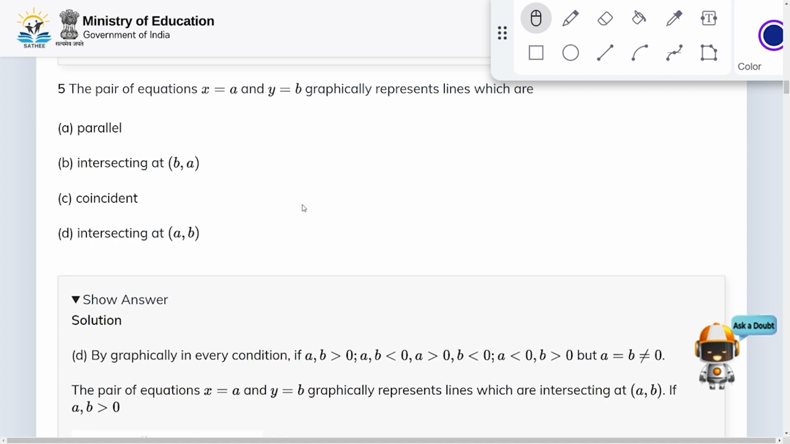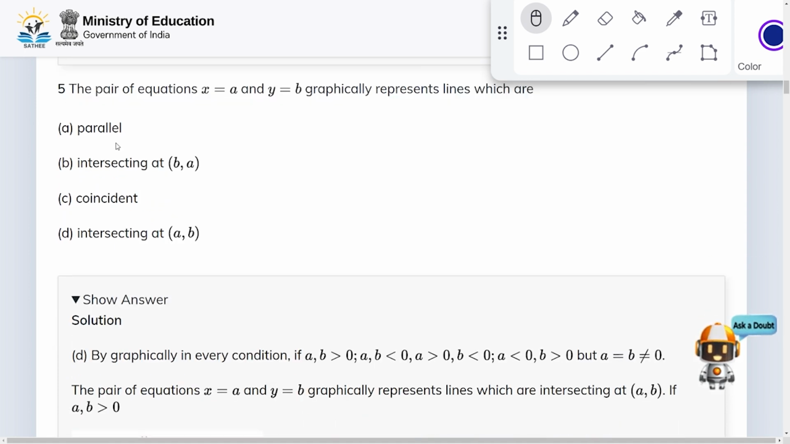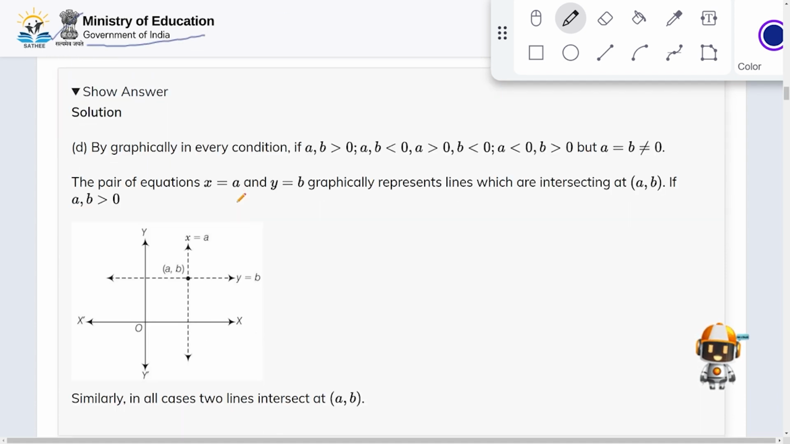So here option number D is the correct answer. For this problem, the pair of equations x equal to a and y equal to b graphically represents lines which are intersecting at the point a comma b. That is, the correct answer is option number D. And now let us move to question number 6.